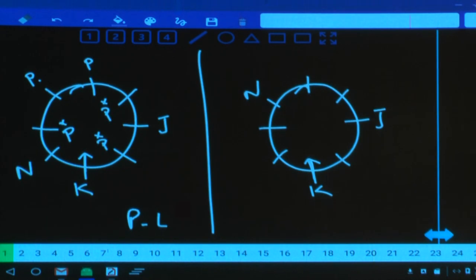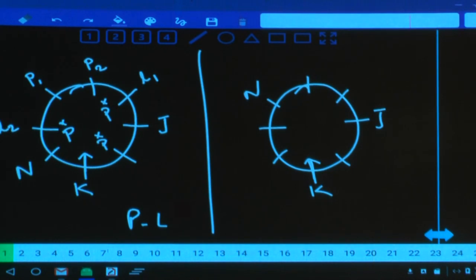Isn't it? If P is here, then L sits second to the right of P, so L will be here. P1, L1. Or if P is here, then L will be here. There are two possibilities. Hence, I have represented the first possibility with 1 and 1, second possibility with 2 and 2. P1, L1 or P2, L2.